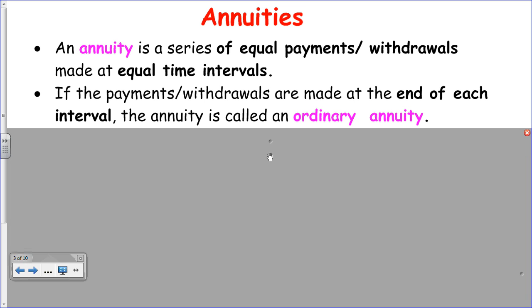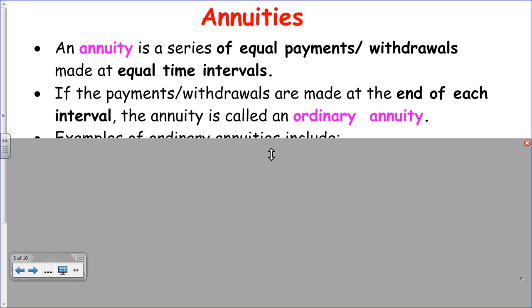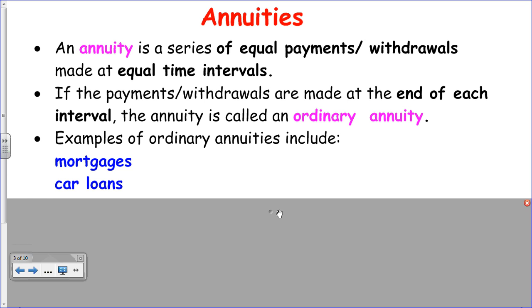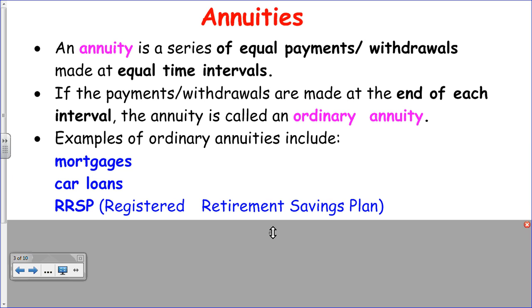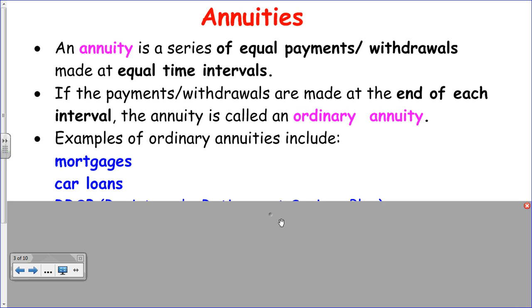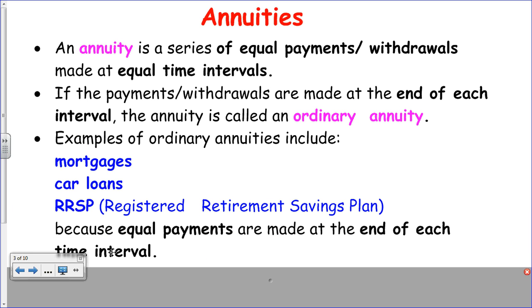If payments or withdrawals are made at the end of each time interval, then the annuity is simply called an ordinary annuity. Some examples of ordinary annuities are mortgages, car loans, and retirement savings plans. So these are all examples of times when you make payments or withdrawals at the end of the month.